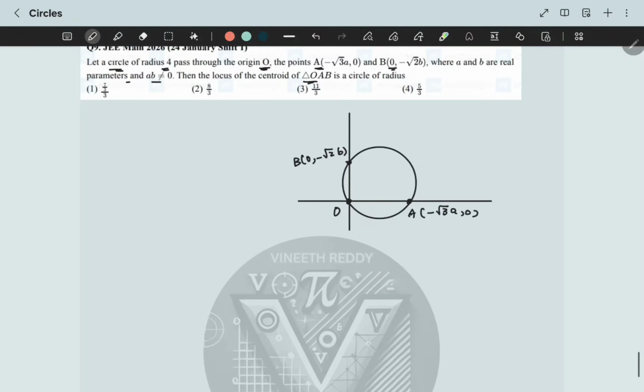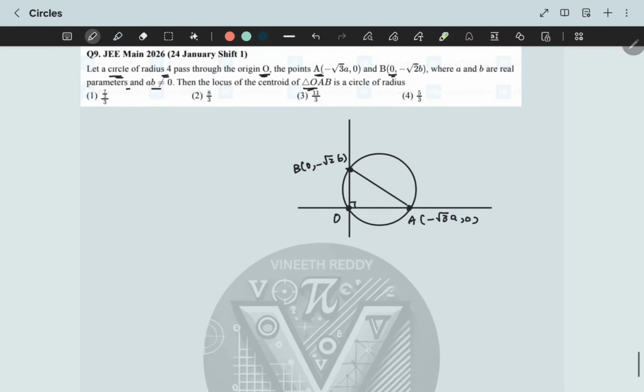Fine. So here I think, see, if I join this chord AB, and AB is a chord which is subtending an angle 90 degrees on the circumference, that means AB are the end points of the diameter. Perfect. And the radius of the circle is 4. That means here we will take the midpoint of this. Midpoint of this will be minus root 3 by 2 A comma minus root 2 B by 2.